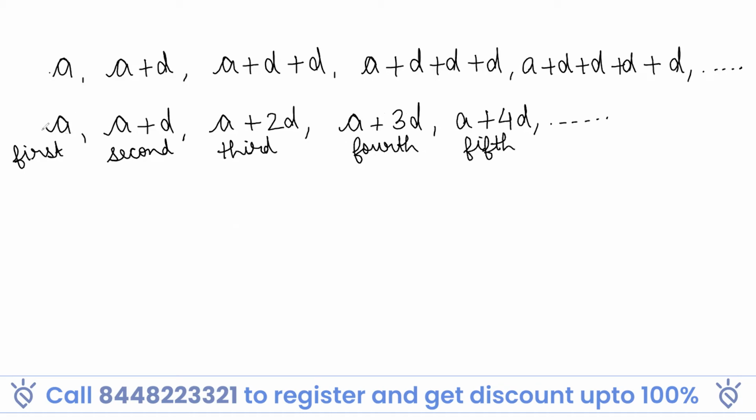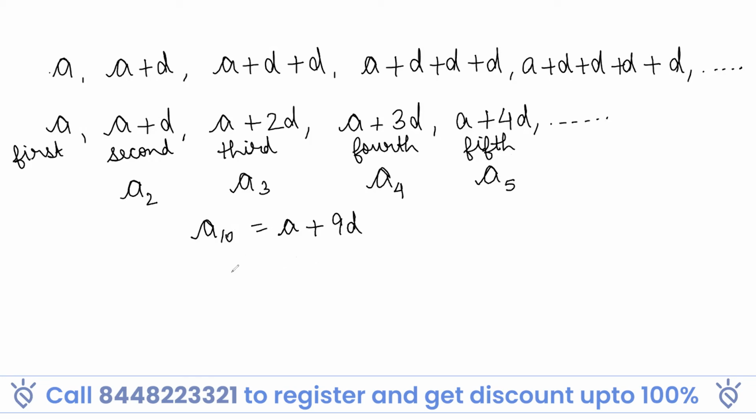Now the first term we are going to denote by A only. The second term we will denote by A2. Third term we will denote by A3. Fourth term we will denote by A4. Fifth term we will denote by A5. So just by observing this, can you tell me what would be the 10th term of the sequence? Very good. That would be A plus 9D. Yes, the 10th term of the series would be A plus 9D.